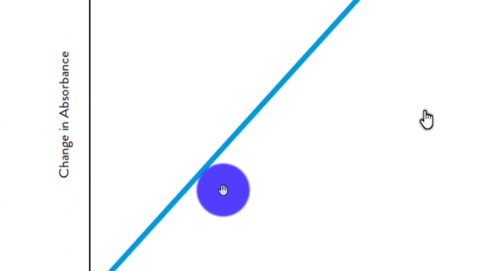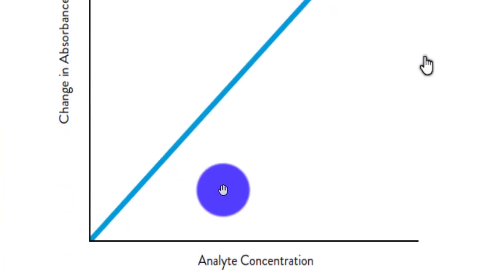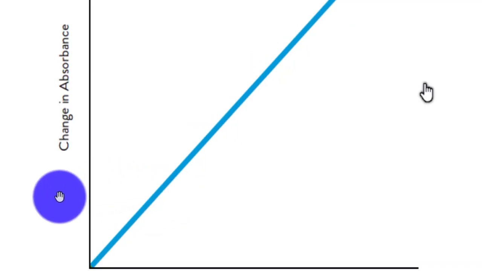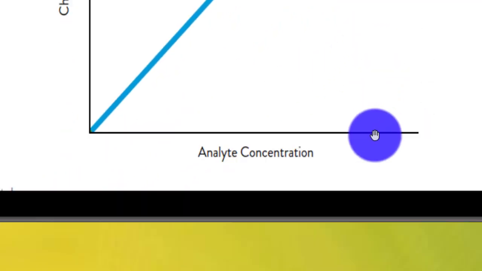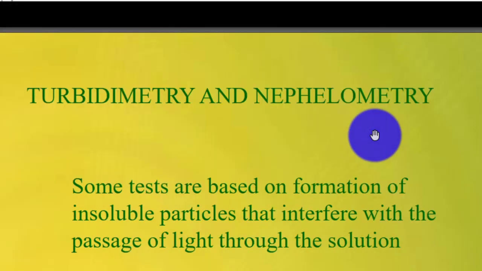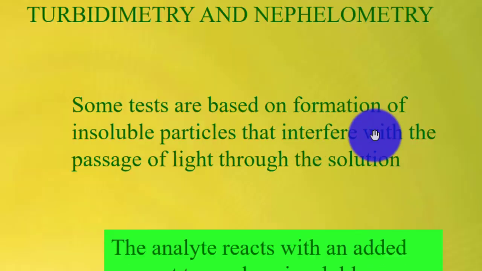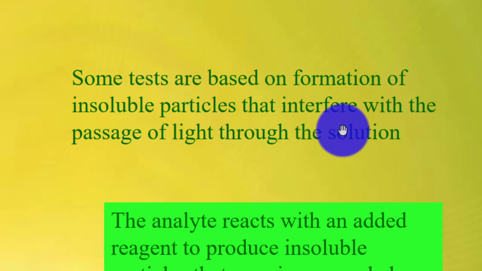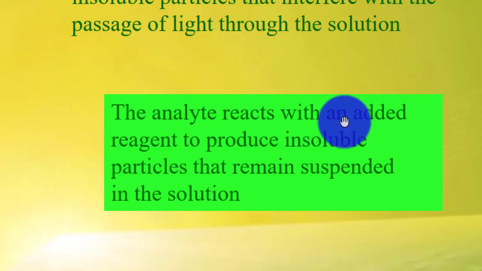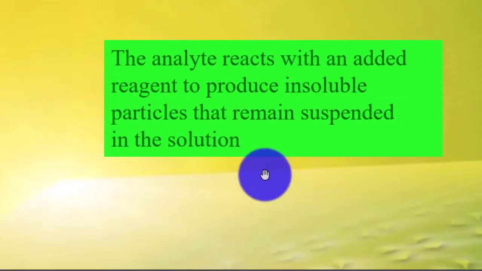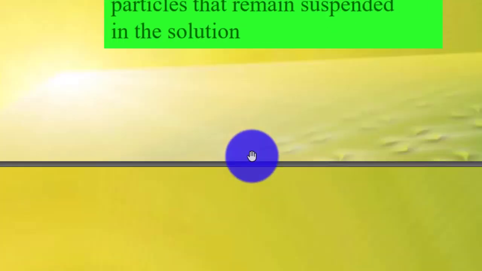And this is the relationship between the analyte concentration and the change in absorption, the linear one. Turbidimetry and nephelometry. Some tests are based on formation of insoluble particles that interfere with the passage of light through the solution. The analyte reacts with an added reagent to produce insoluble particles that remain suspended in the solution.